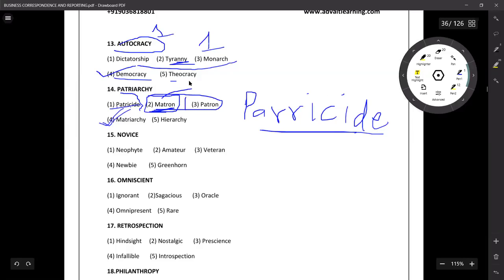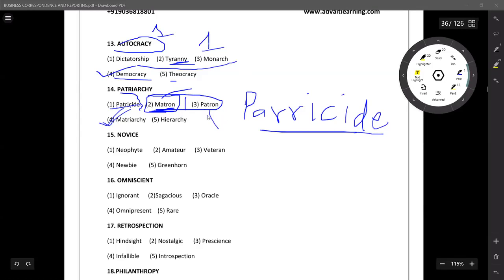Now you will tell me, ma'am, but we have heard the word patron when we go to PVR. Before the movie starts, they tell us, dear patrons, please switch off your mobile phones. Now, I am not their father. So what do you mean by patron there? Why do they say, dear patrons, please switch off your mobile phones or keep them on silent mode? Why are they calling you patrons? No, guys. Okay. Matron, I told you.